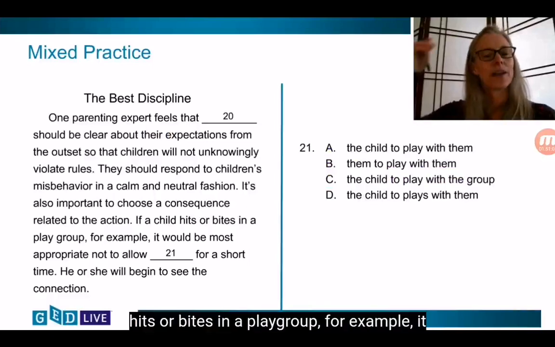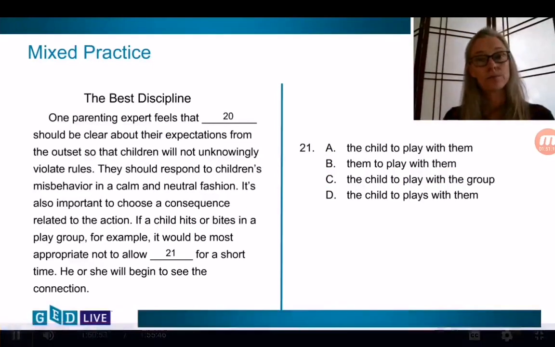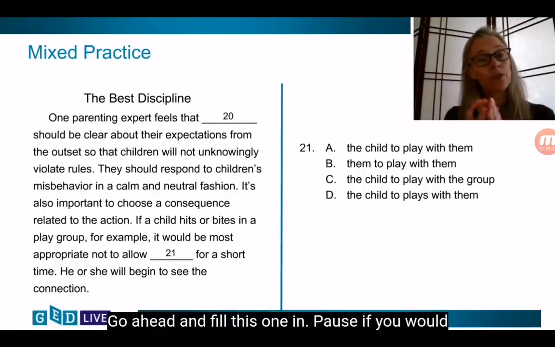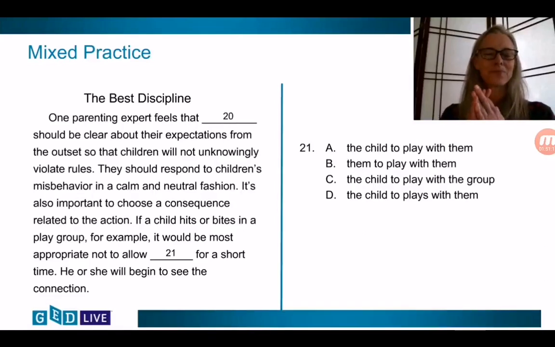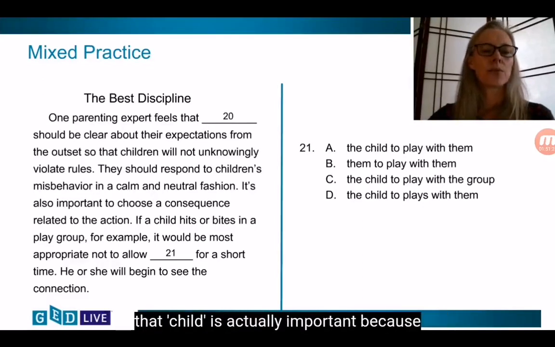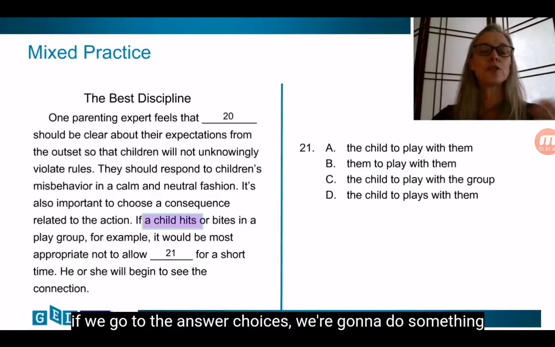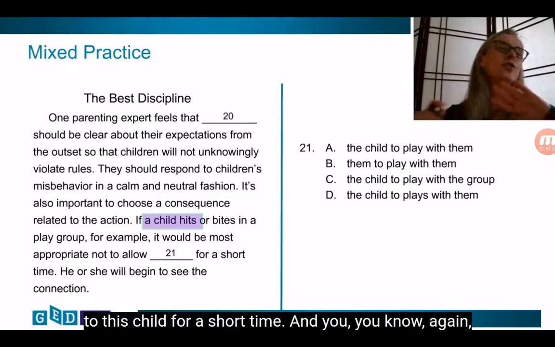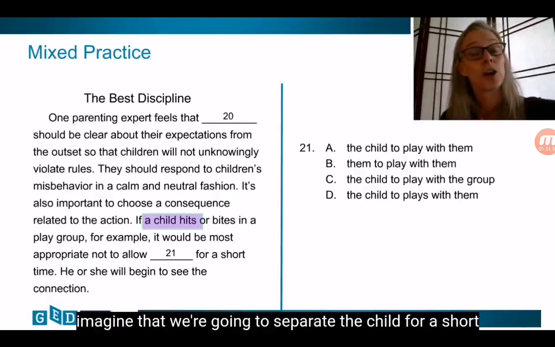If a child hits or bites in a playgroup, for example, it would be most appropriate not to allow, go ahead and fill this one in, pause if you would like and come back when you're ready to review. All right. If a child hits or bites in a playgroup, and that child is actually important because if we go to the answer choices, we're going to do something to this child for a short time. And again, if you're a parent, and even if you're not, you probably imagine that we're going to separate the child for a short time.